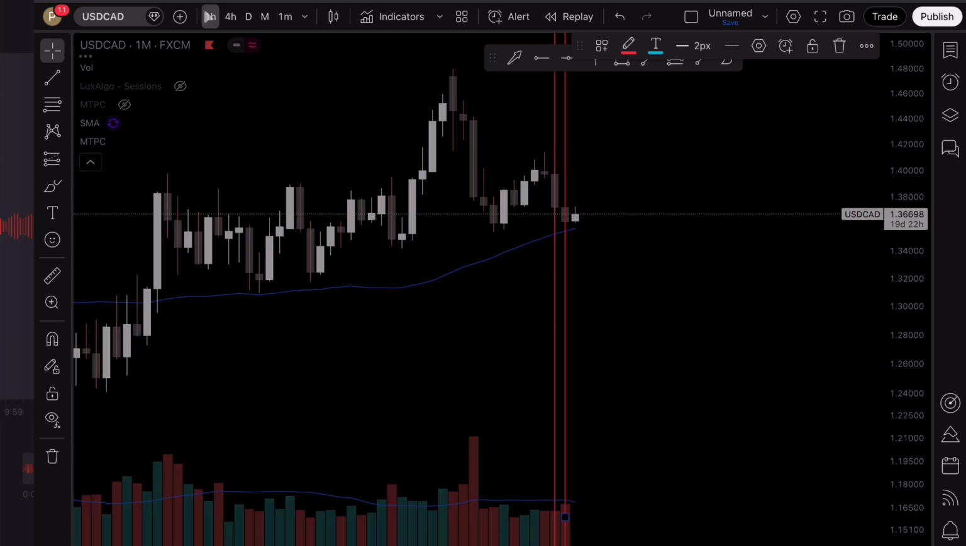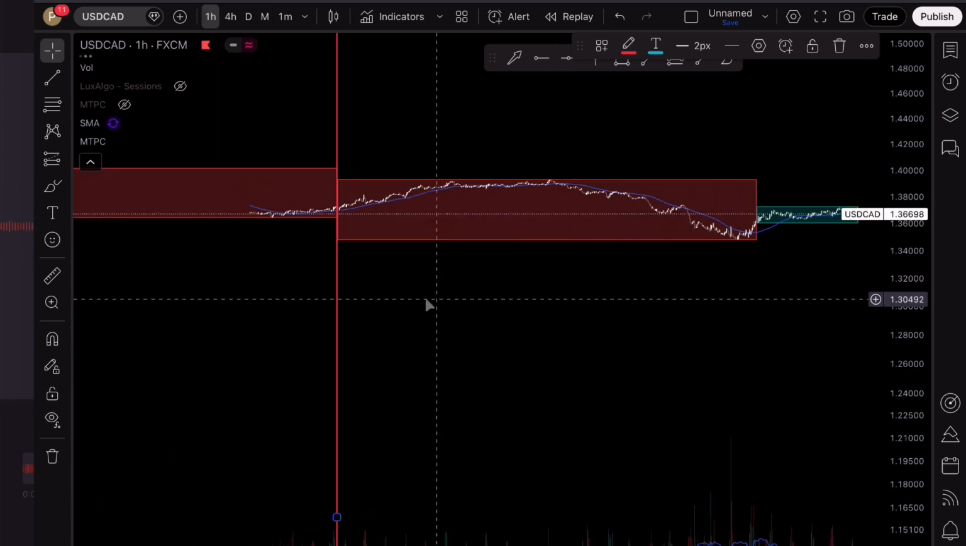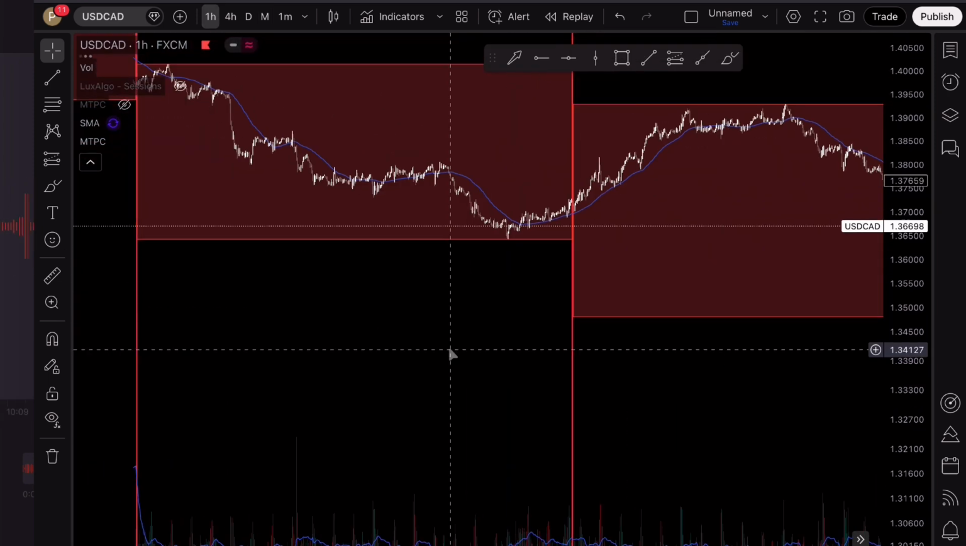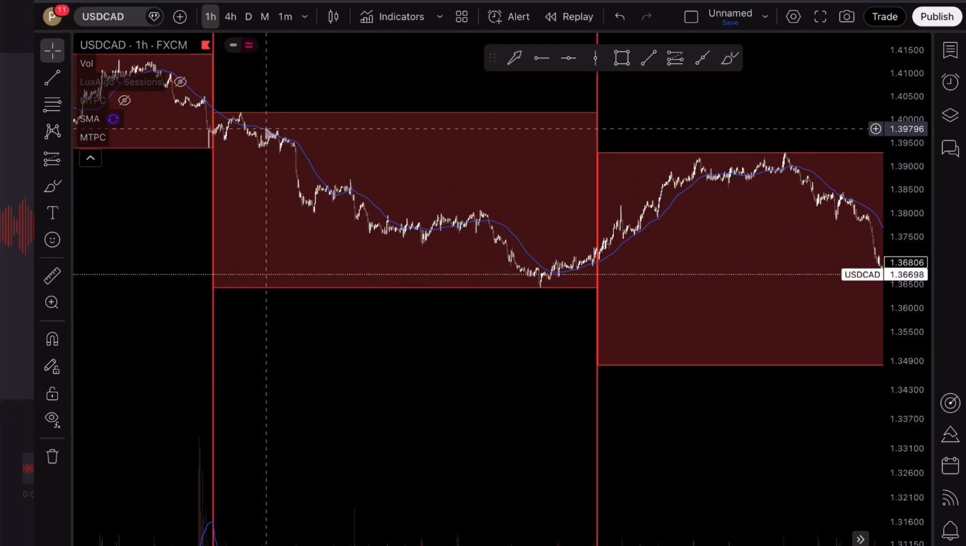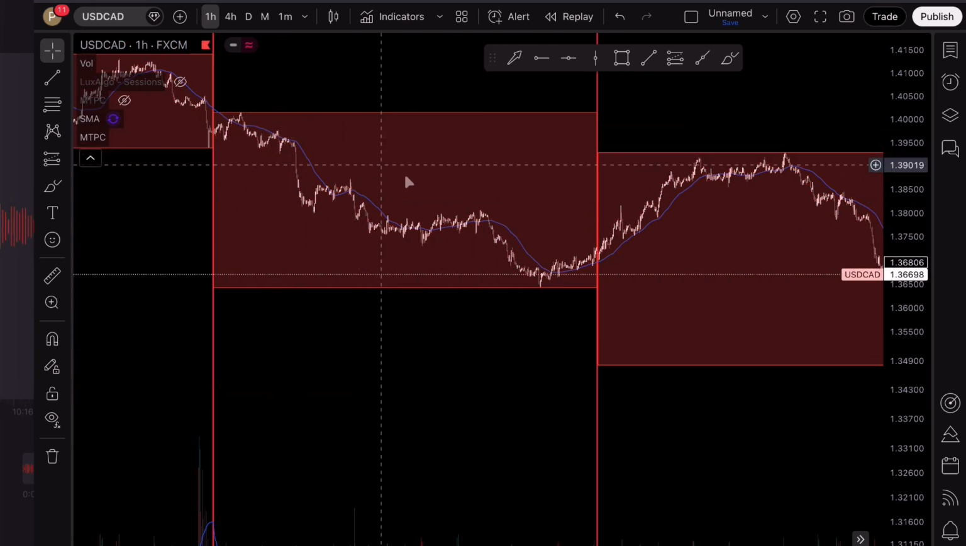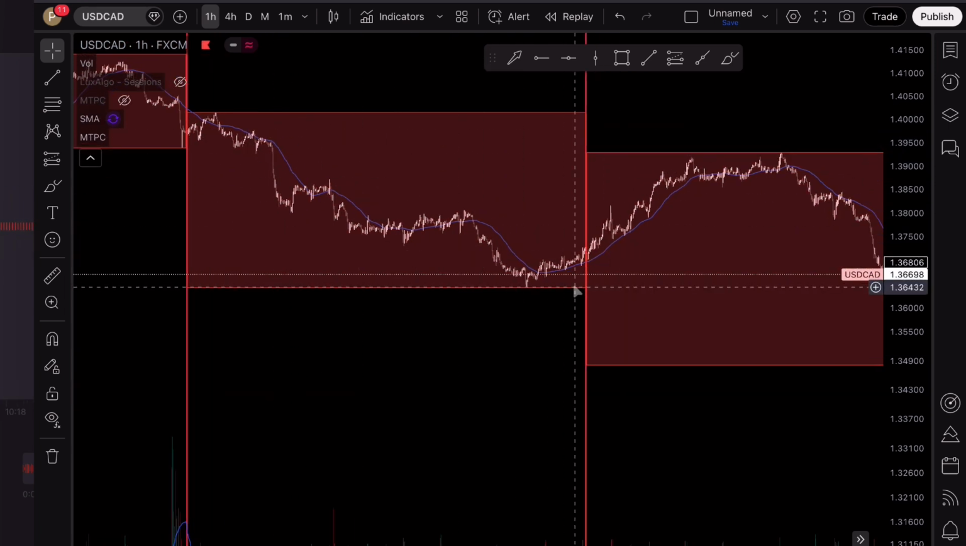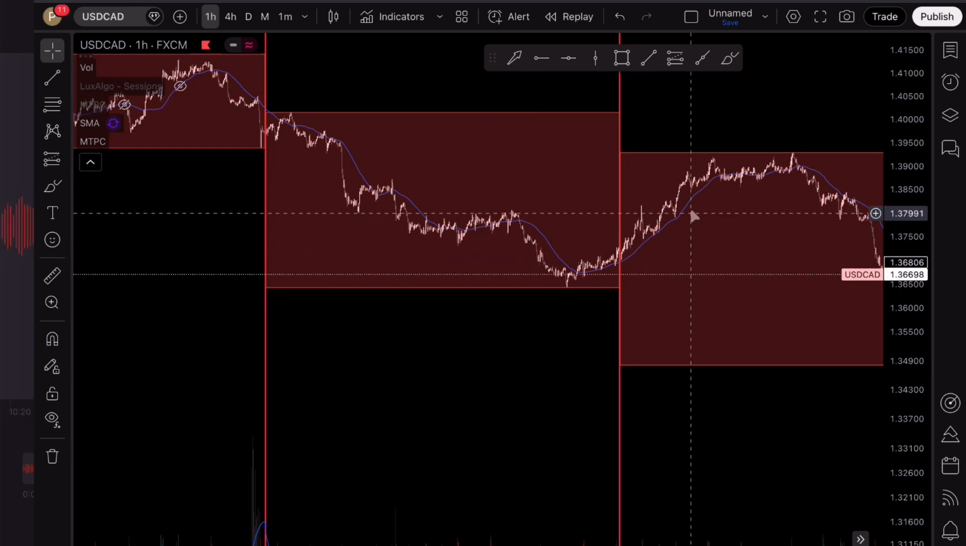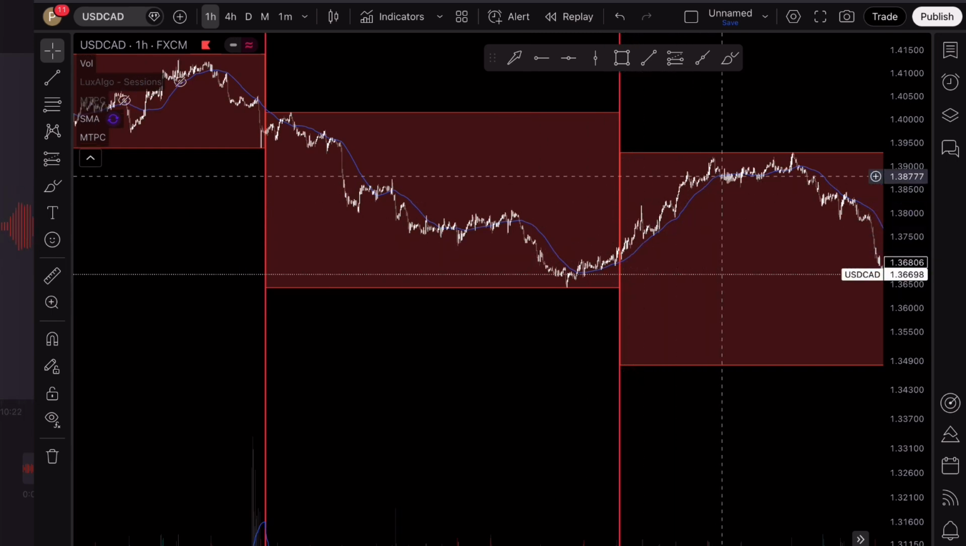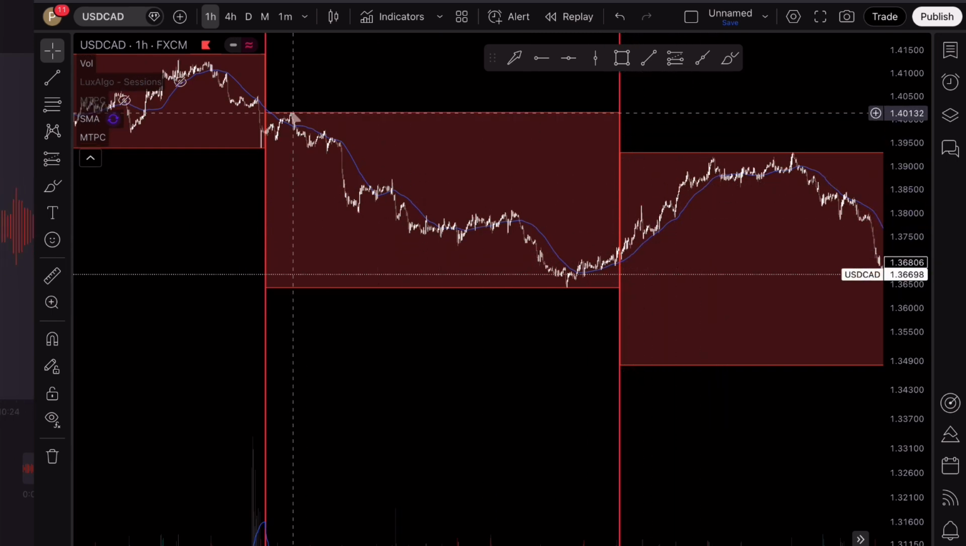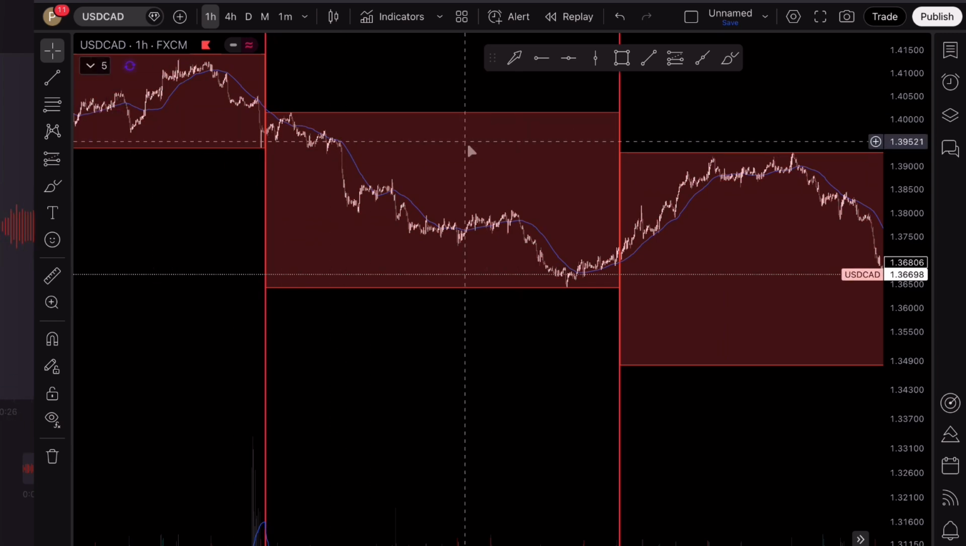Go back to 1 hour. It's easy to tell the direction you should be looking to trade. You should be looking to trade a downward market. So whatever you do here, you should have at the back of your head that the trend for this month is supposed to be down.